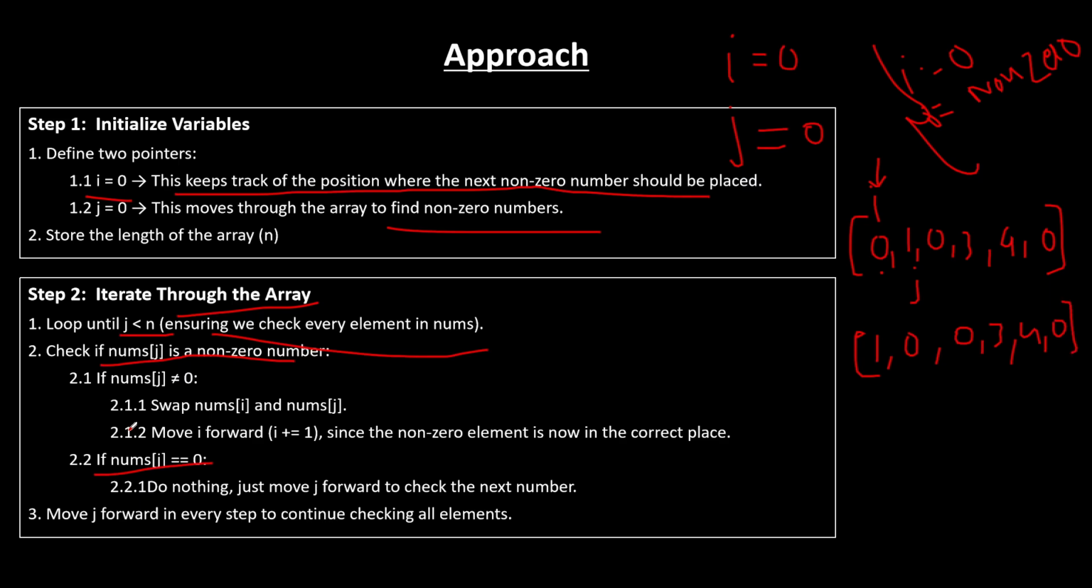Now since the swap is done, we move forward i plus one, the correct place. i will be here. And j will also be moved here. But j will skip this value zero because its aim is to find the non-zero elements. So it will come here. It got another non-zero element.